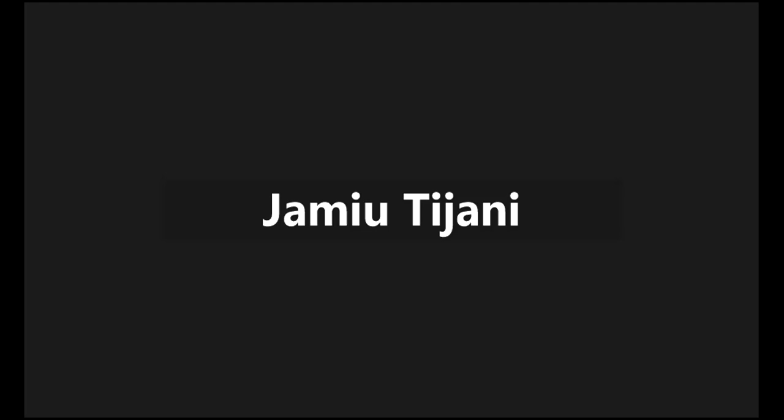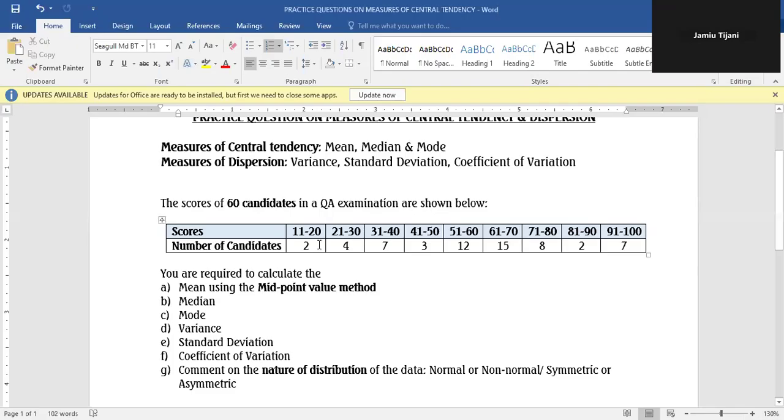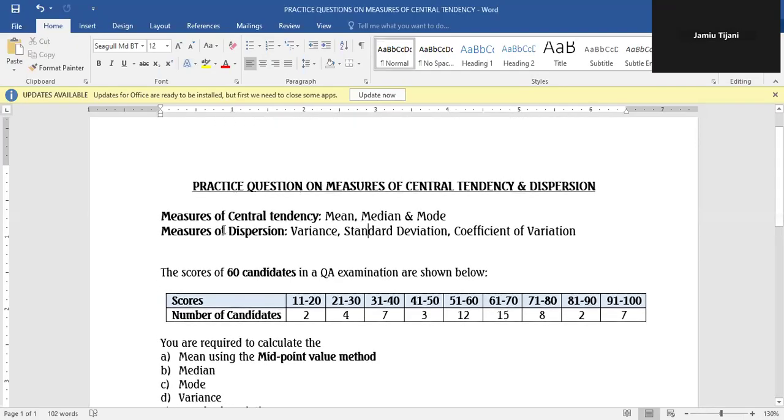So without taking much of all of your time, let me just share that question with us again so that we can be clear. Of course, some other things have been added to it. So this is the question. I want us to refresh our memories. For instance, measures of central tendency: we have the mean, the median, and the mode. Measures of dispersion: variance, standard deviation, and coefficient of variation. For the purpose of this short session, we'll be looking at these.